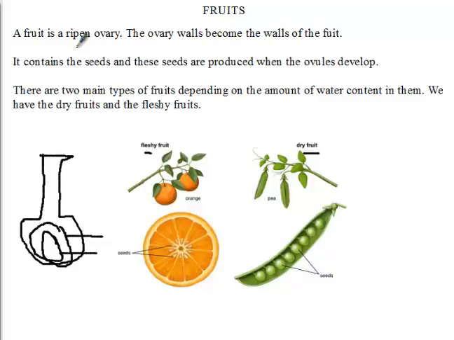So the fruit is a ripened ovary, and then the ovules become the seeds. A fruit with so much juice or with high water content is called the fleshy fruit. The one with low or no water content is called the dry fruit.